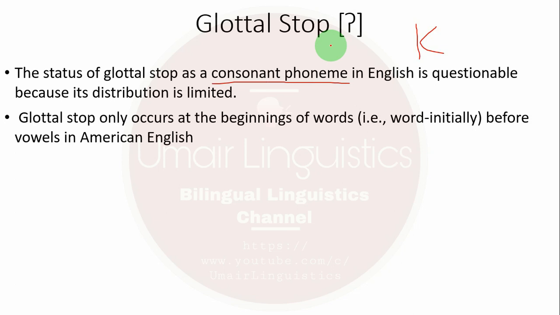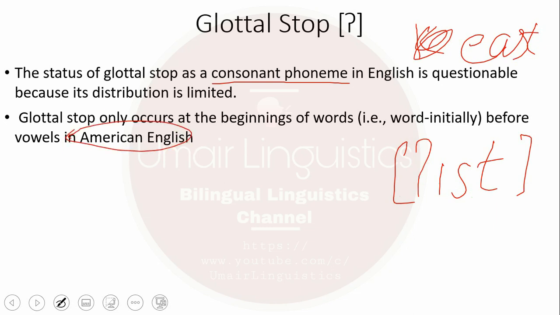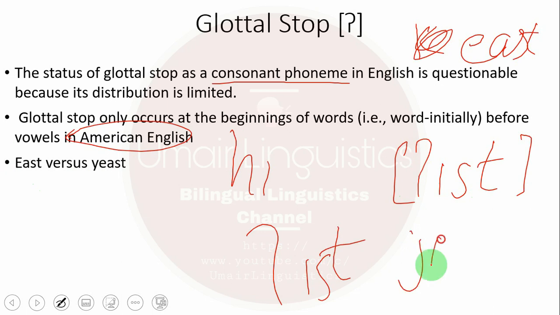Usually a glottal stop occurs at the beginning of words before vowels in American English, as we have just discussed in the example of east. So instead of saying east, people say it like this, east. Usually at the beginning of words it occurs only in American English. However, like east versus yeast, east, but yeast.